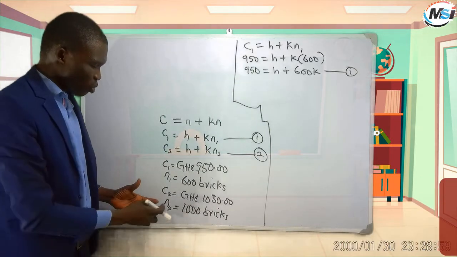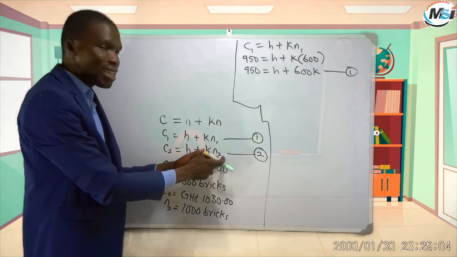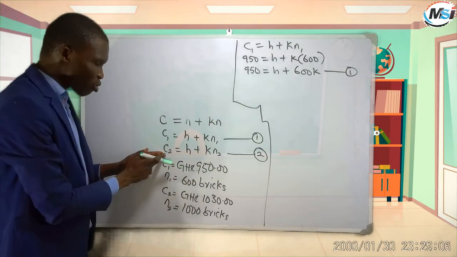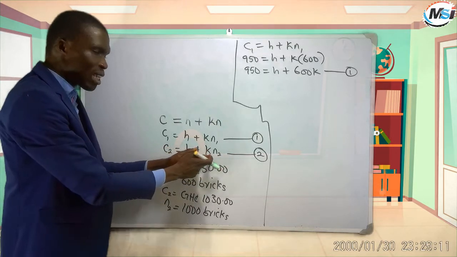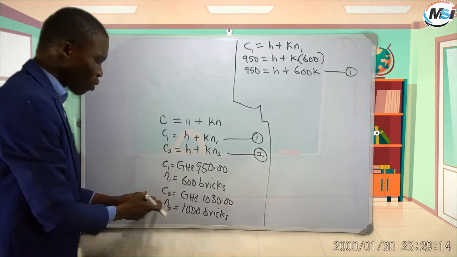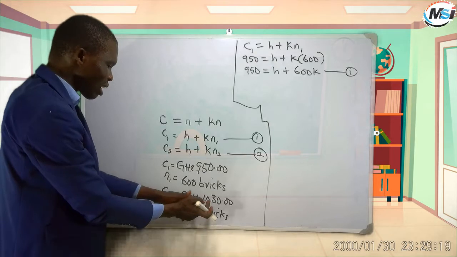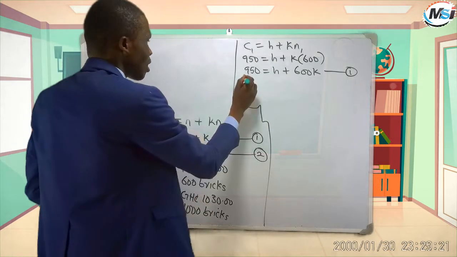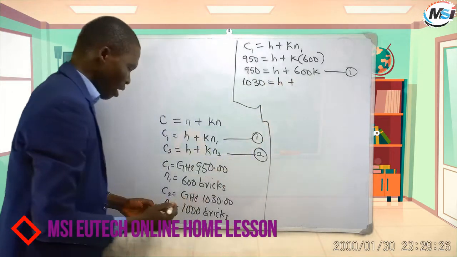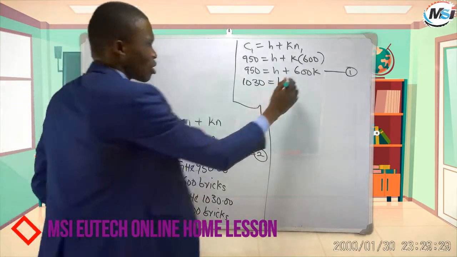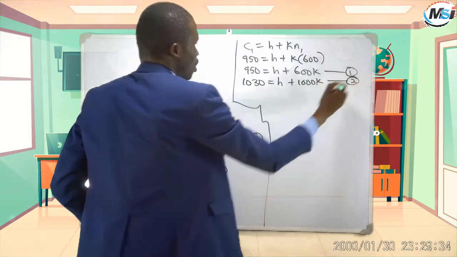Now you come back to equation 2, which we have C2 equals H plus KN2. So we look for C2 and we look for N2. Remember, H is variable and K is constant. So what we are going to use now is C2. From the question, C2 is given to us as 1030 Ghana cedis. 1030 equals H plus 1000 bricks. So this one will give us 1000K. This will give us equation 2.